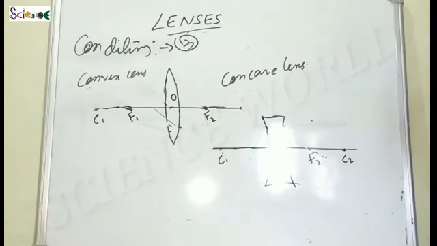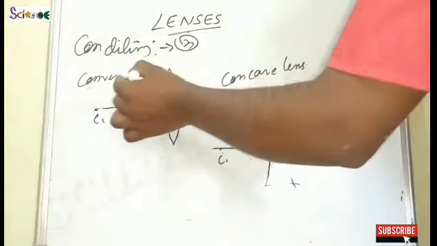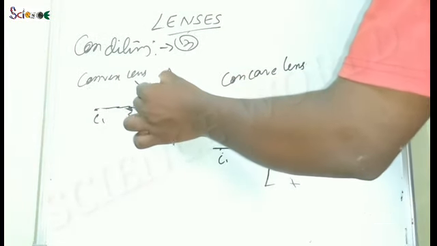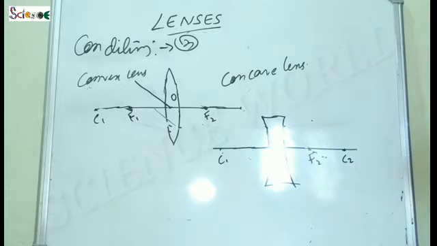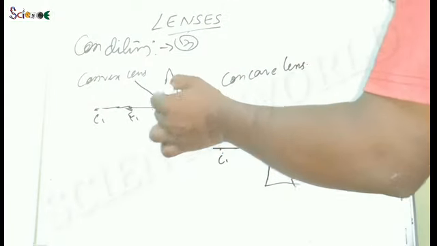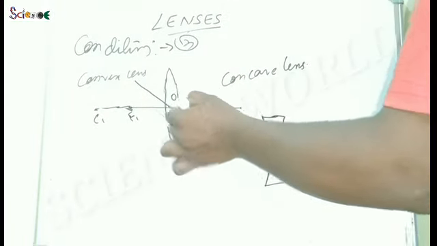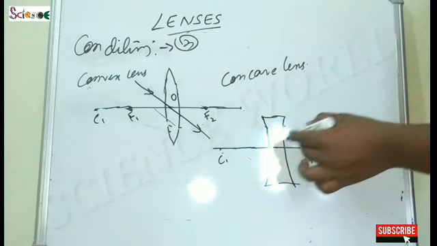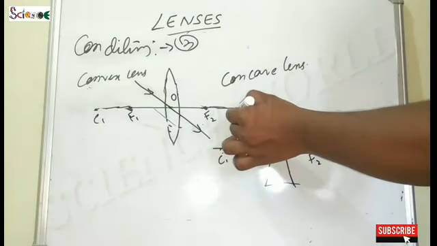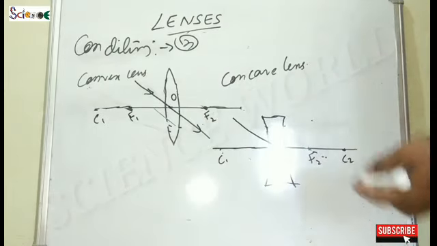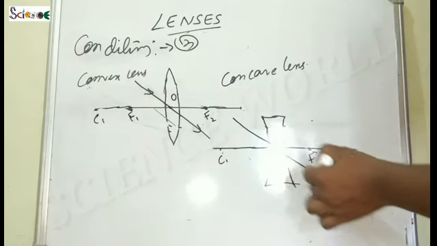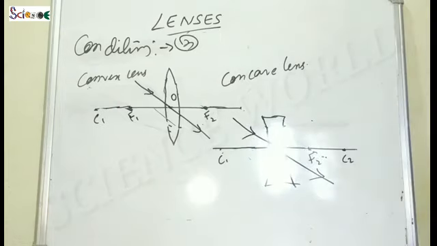Now the third and last one: when an incident ray passes through the optical center, the refracted ray goes forward without any deviation, in the same direction. In the convex lens, this is the incident ray passing through the optical center, so without deviation it goes forward. Same in the concave lens: when the incident ray passes through the optical center of the lens, without deviation it goes forward. So these are the conditions in the lens.